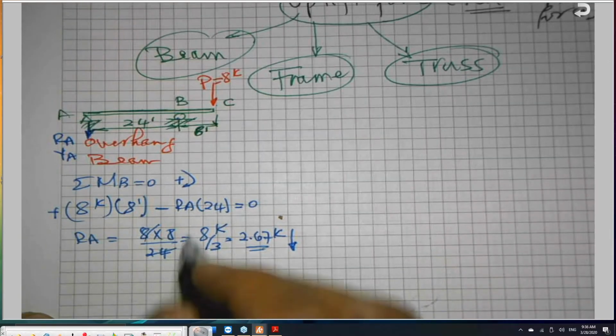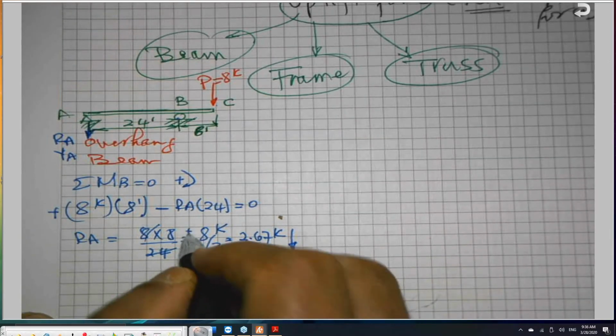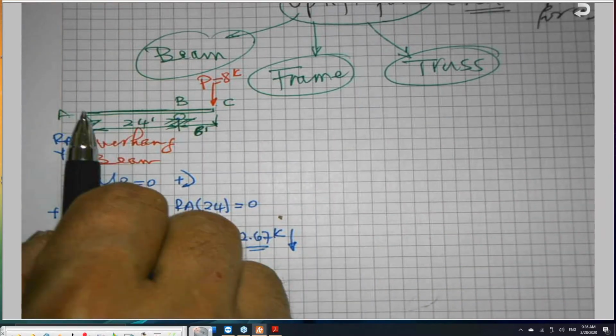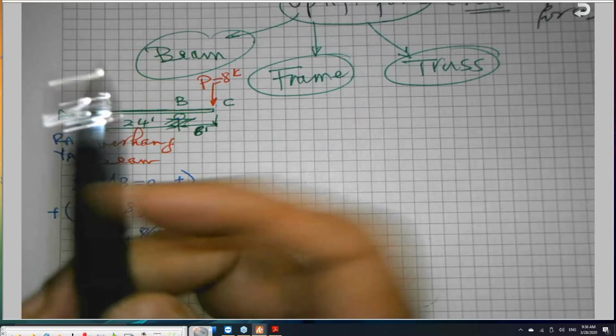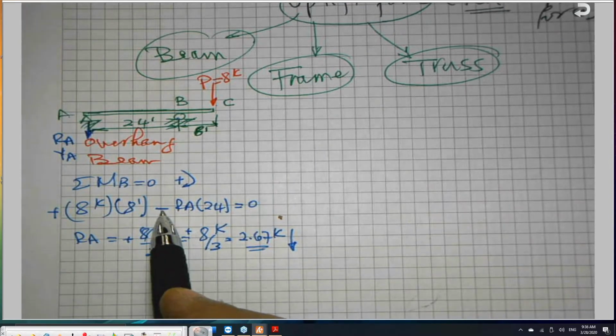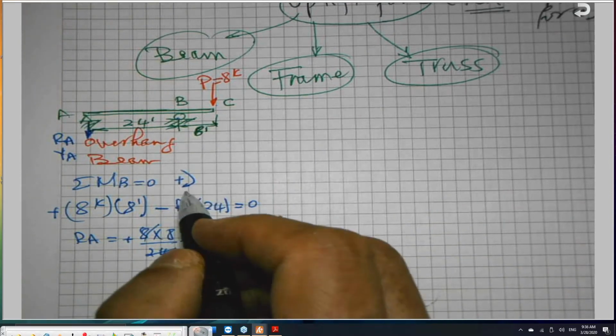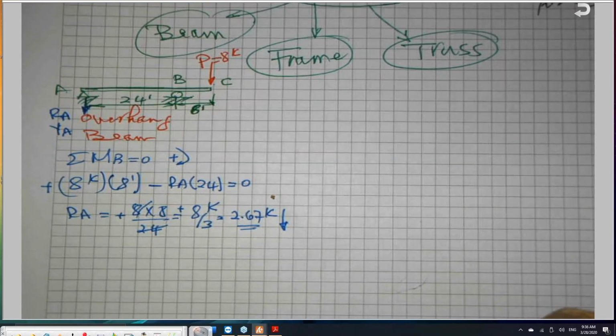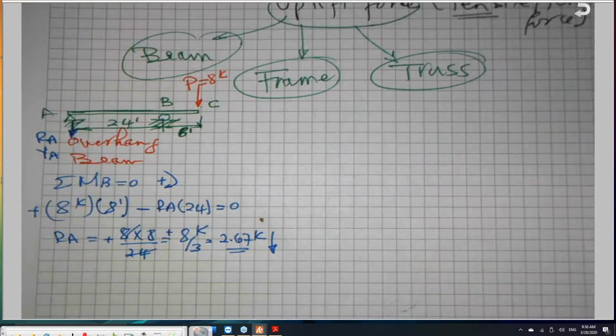I ended with a positive sign. What does a positive sign mean? It means that my assumption is correct. If I had assumed it to be upward, the sign would be positive because it is in the same direction as clockwise, and you would end with a negative. That would mean that my assumption is wrong. So this is an uplift force for a beam situation.